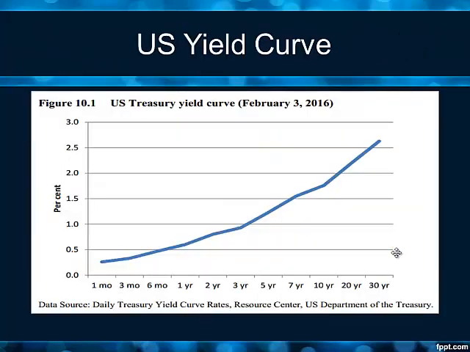This is the yield curve plotted against the maturity. So a 1 month bond is selling at, as we saw, 0.23. 3 months is slightly higher, 6 months is slightly higher, 1 year is higher, and so on. So the yield keeps going up as the term to maturity keeps rising.